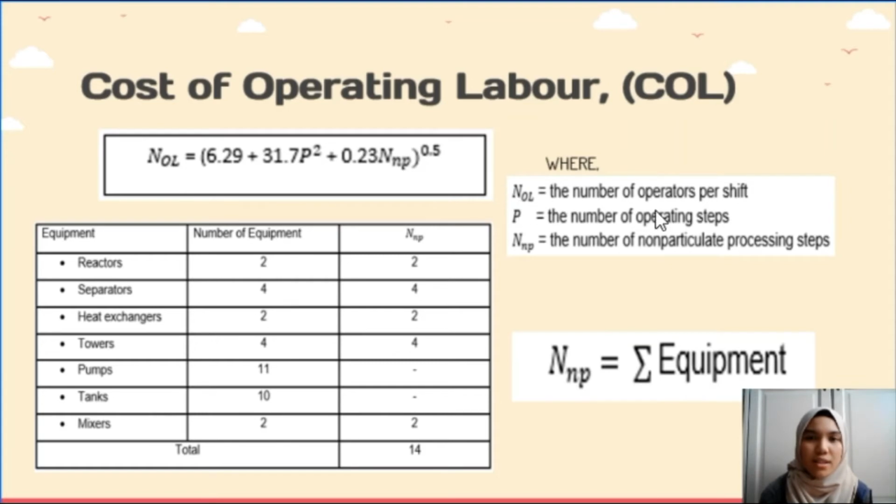For the cost of operating labor, COL, we need to use the equation where NOL represents the number of operators per shift, NP represents the number of operating steps, and NNP is the number of non-particulate processing steps. To obtain the value of NNP, we use the formula where NNP is equal to the total number of equipment. Based on this table, the total number of equipment for the NNP is 14.